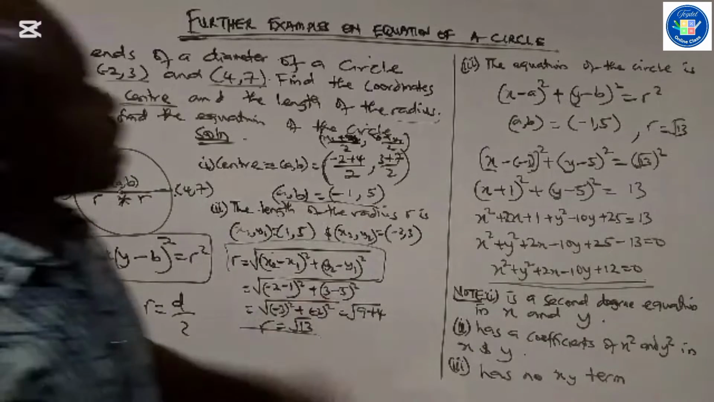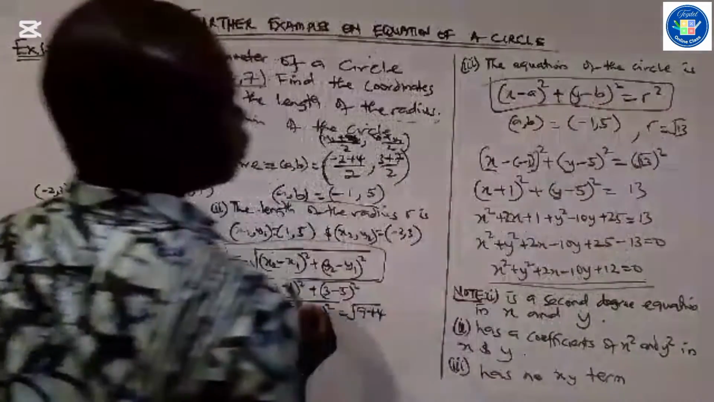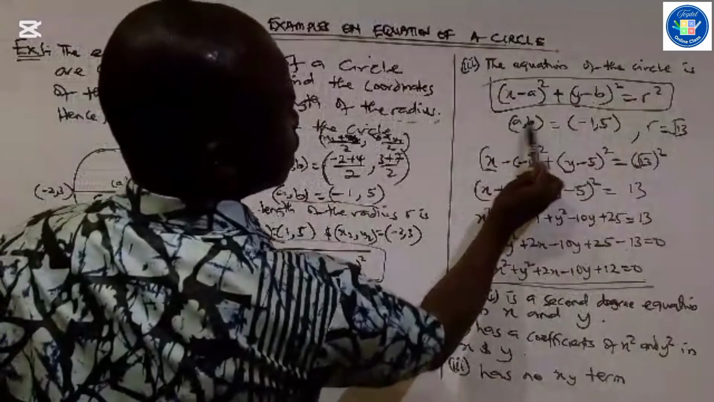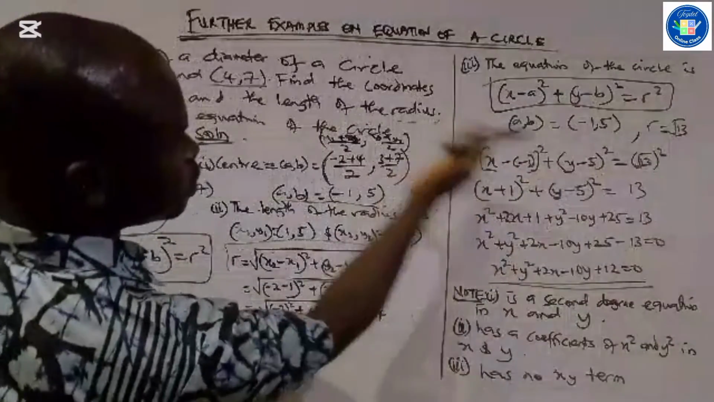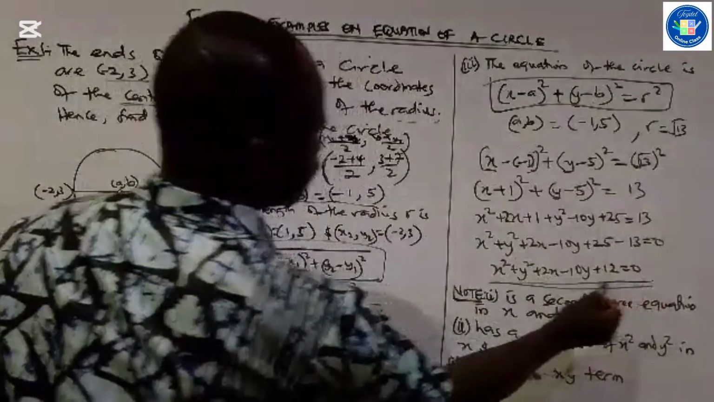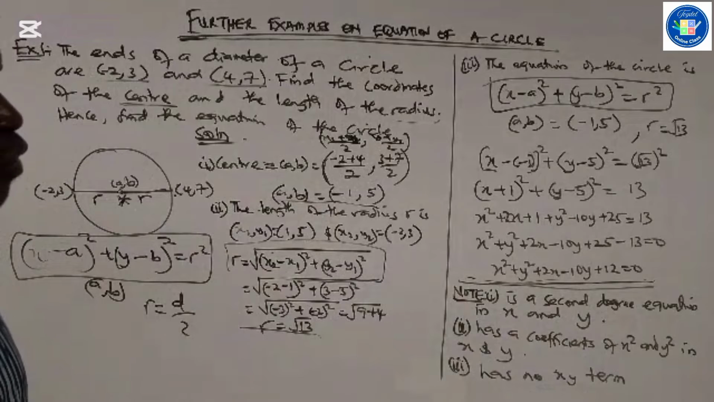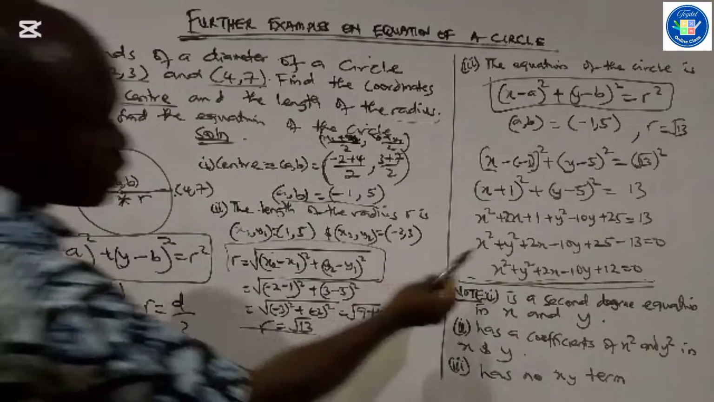So the equation of the circle by formula is given as this. This is the formula to find the equation of the circle, where a and b are the center, and r is the radius. So just substitute the values. If you substitute the values, at the end of the day, we are able to get the equation of the circle to be x squared plus y squared plus 2x minus 10y plus 12. That's the equation of the circle.